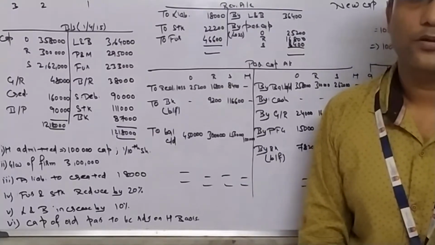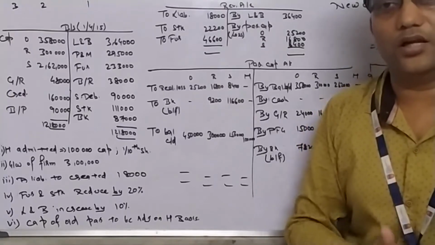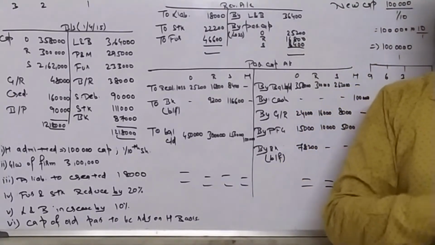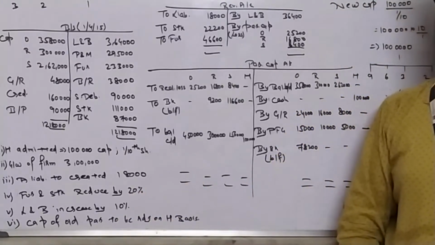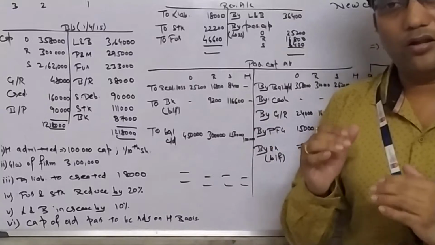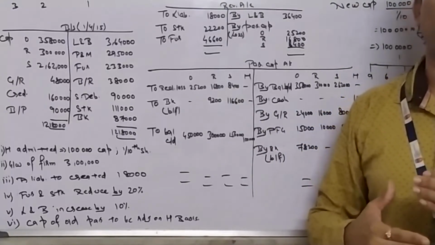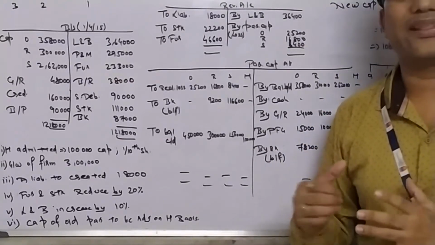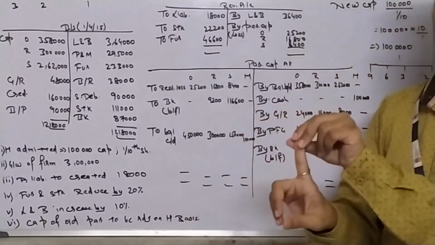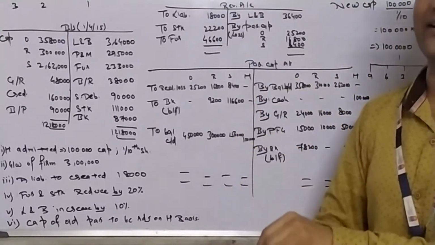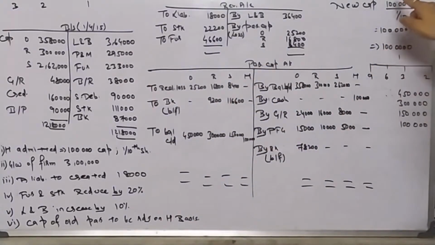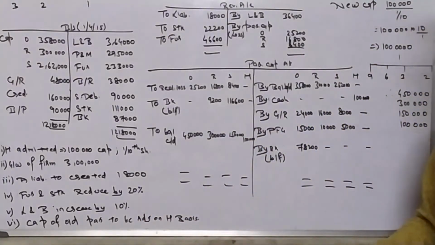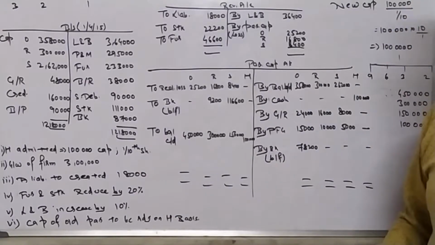Then the second step. Students, if you learn these steps, you will easily be able to solve admission as well as retirement in your exam. So always follow the steps. It will make your life easier and you will not miss anything. I have done the first step, calculating the new profit sharing ratio. Second thing, gaining and sacrificing ratio. When I calculate the new PSR, it comes to 9:6:3:2.